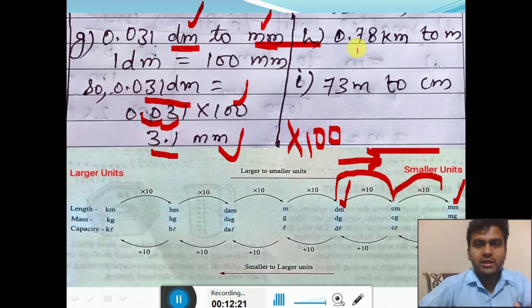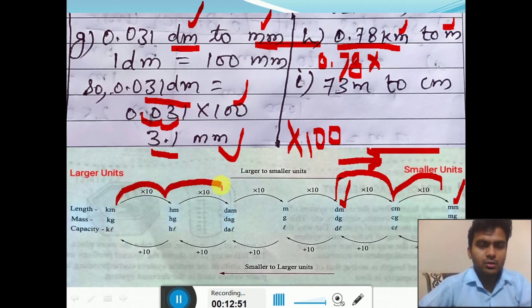Now like this you can solve 0.78 kilometer to meter, and I think you know 1 kilometer equals how many meters? 1000 meters. So multiply the given number directly. Also you can solve 0.78 into what? Now how to identify? Kilometer is a bigger unit, meter is the smaller unit. So kilometer to meter, how many jumps?